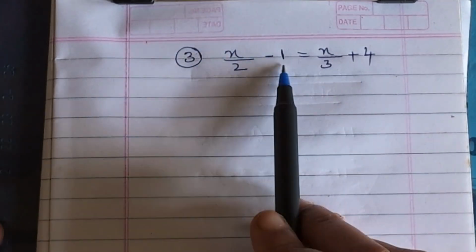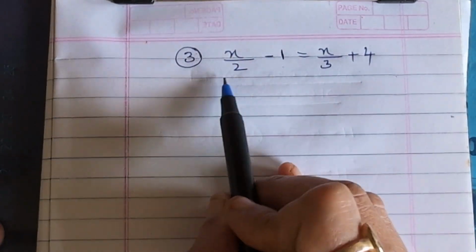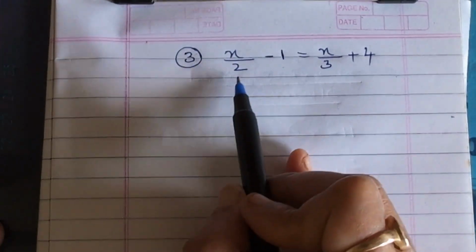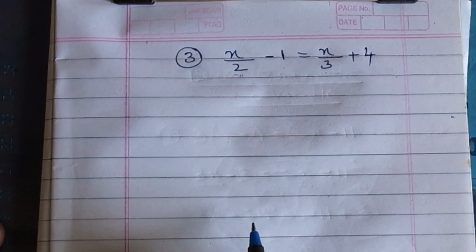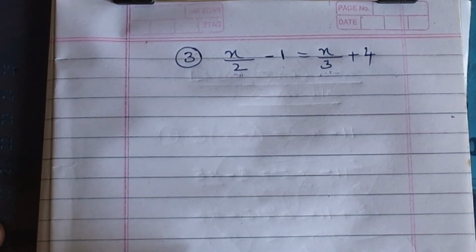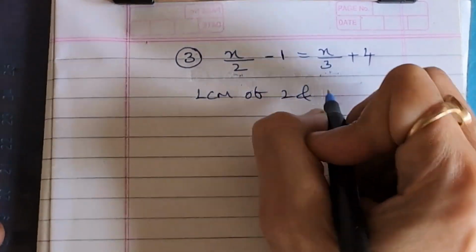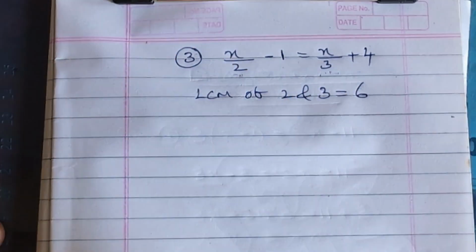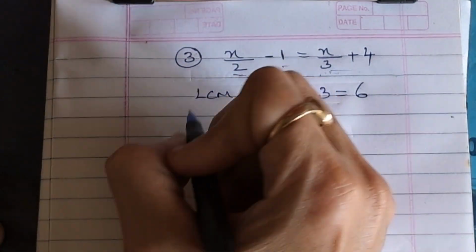Third question, x by 2 minus 1 equal to x by 3 plus 4. Now best way to solve such equation when you have denominator is get rid of the denominator. Here we have 2 and 3 in the denominators. To eliminate these denominators, find the LCM of these denominators. So LCM of 2 and 3 is 2 into 3, which is 6. Next step, multiply this given equation by 6 throughout.